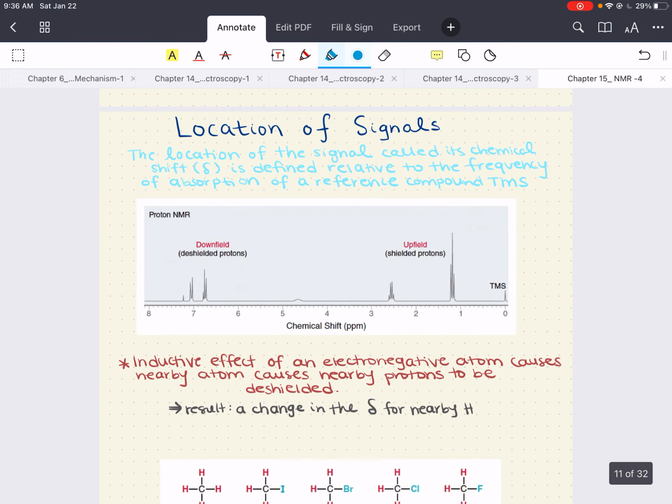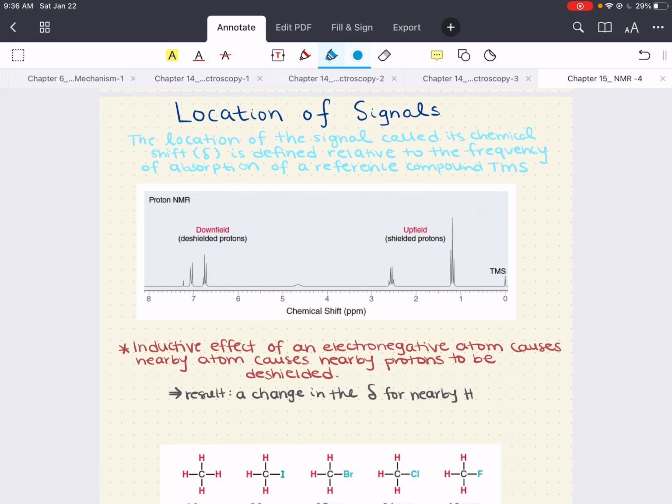piece of information we can get from our NMR, our second piece of information, and that's the location of the signal, or in other words, our chemical shift. All right, our chemical shift describes the location of the signal. This is defined relative to a frequency of absorption for a reference compound called TMS.